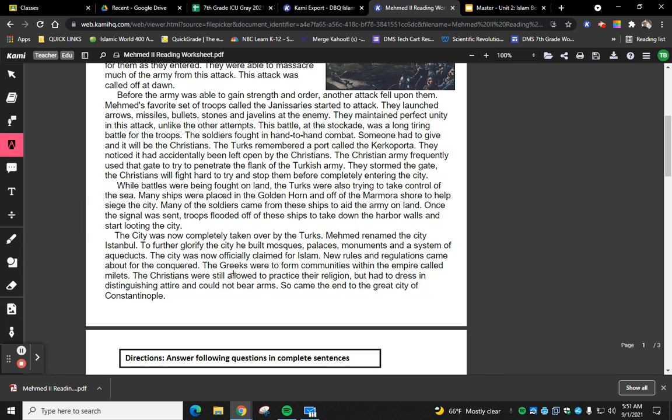New rules and regulations came about for the conquered people. The Greeks were to form communities within the empire called millets. The Christians were still allowed to practice their religion, but had to dress in distinguishing attire and could not bear arms. So the Christians had to stand out for being Christians and they couldn't carry any weapons. So came the end of the great city of Constantinople.